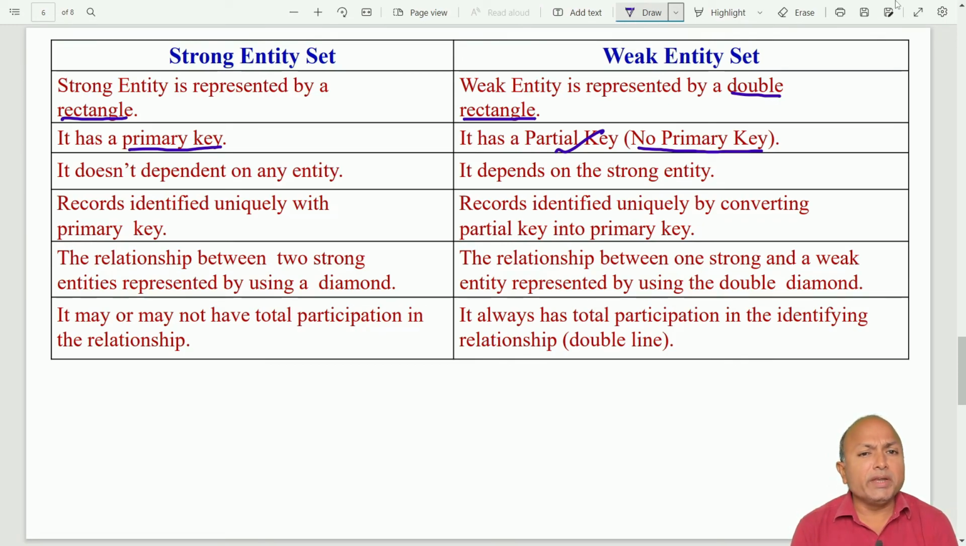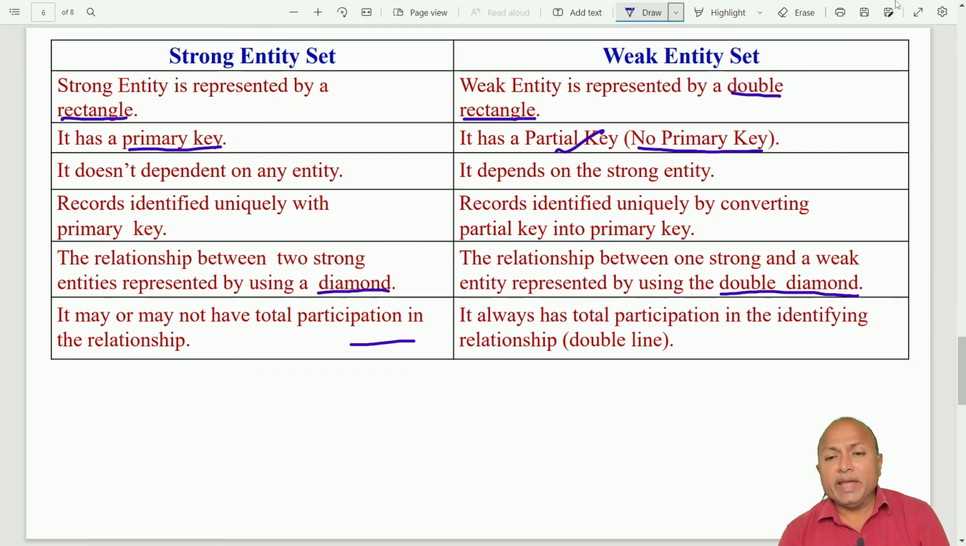A strong entity doesn't depend on any entity, whereas a weak entity must depend on one strong entity. Because of the primary key, strong entity records are identified uniquely, whereas here records are not identified uniquely, so we need to generate a primary key for the weak entity. The relationship between two strong entity sets is represented with a diamond, whereas the relationship between one strong and one weak entity is represented with a double diamond. And here you have partial participation in the strong entity, that's why it is represented with a single line, whereas the weak entity always has total participation, that's why it is represented with a double line.